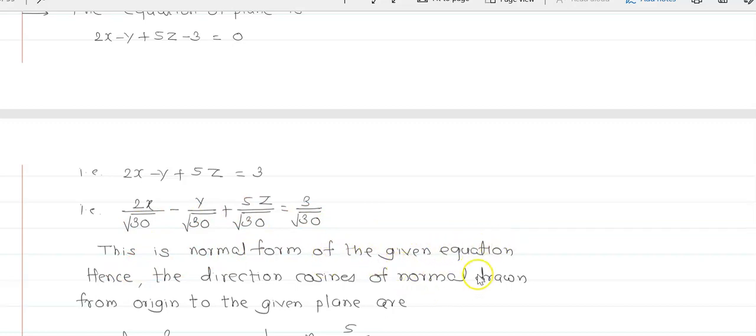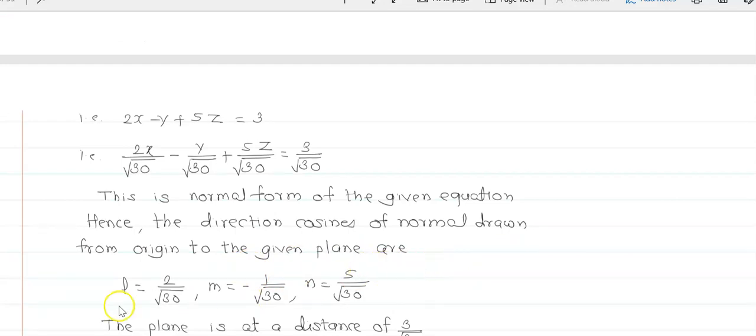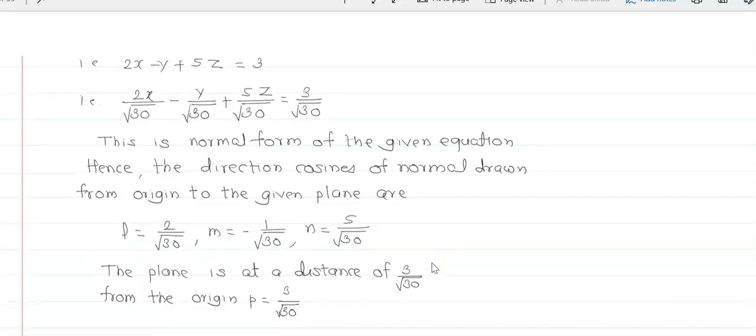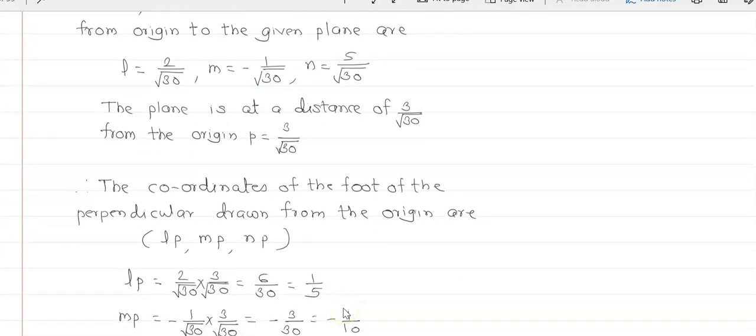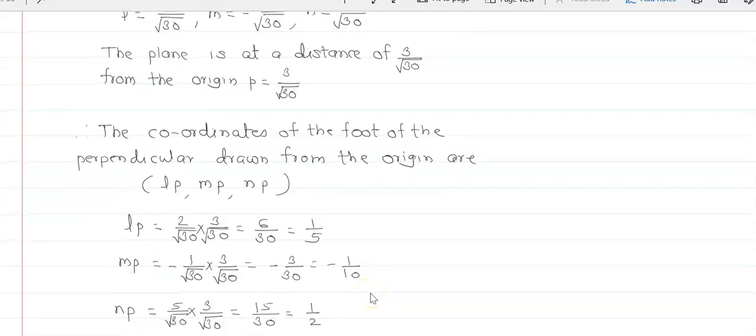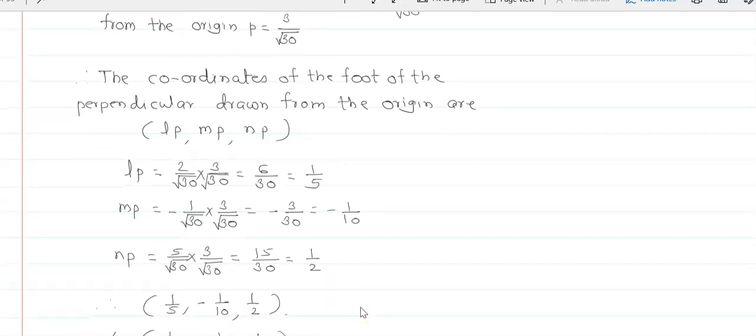Hence the direction cosines of the normal drawn from the origin to the given plane are l equals 2 upon root 30, m equals minus 1 upon root 30, n equals 5 upon root 30. The plane is at a distance of 3 upon root 30 from the origin. Therefore, p equals 3 upon root 30. Therefore, the coordinates of the foot of the perpendicular drawn from the origin are lp, mp, np. Substitute the values and you will get lp, mp, np as 1 upon 5, minus 1 upon 10 and 1 upon 2. And hence the fourth option is the correct one.